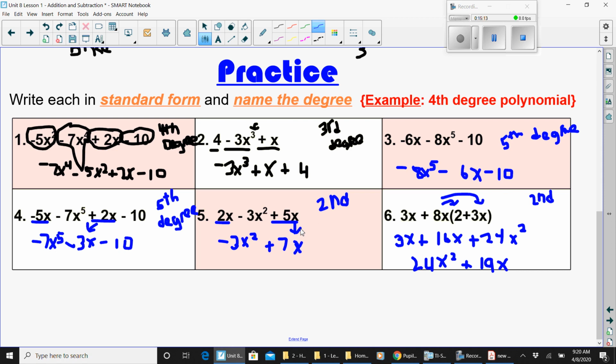But this is a second degree polynomial because of this right here. And you have negative 3x squared plus 7x.